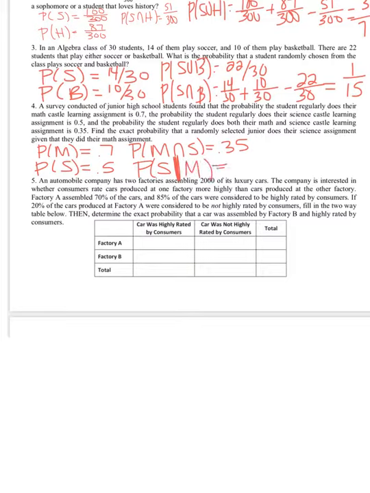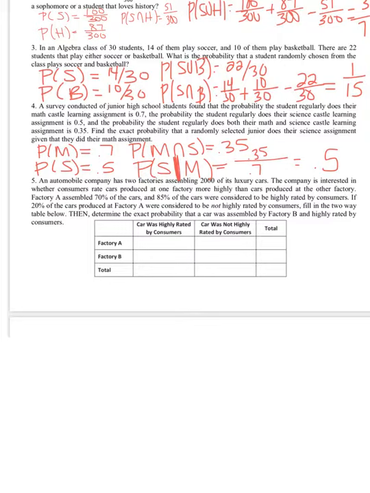The conditional is equal to both, so the both is 0.35, the probability that they do both, divided by the probability of the given one. So 0.7 is the probability that they do the math. So it's 35% out of the 70% that do their math. So you end up getting for this 0.5.